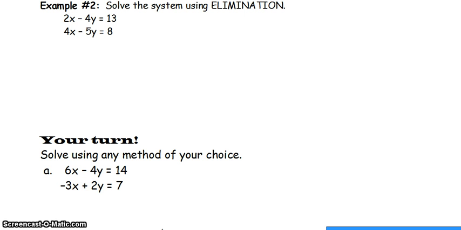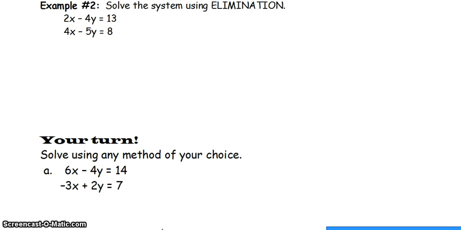Okay, now example 2 has different directions. It says solve the system using elimination. You have to follow directions. So if we ask you to solve by a certain method, you must use that method. Now this one's a little different, but the goal in the very end is the same, which is to find the intersection of these two lines, if it exists, and we'll talk about that more in class.